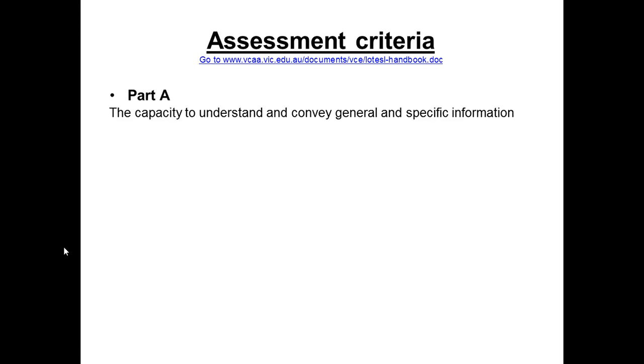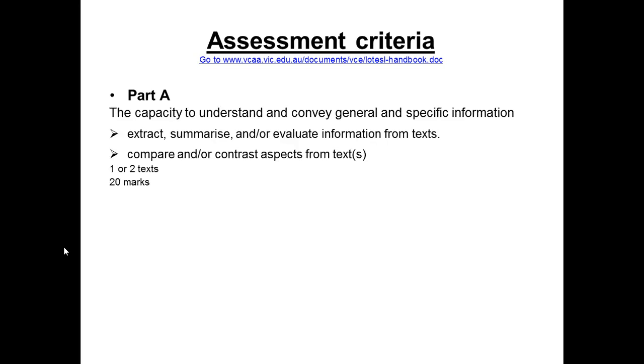Part A requires a response in English, part B requires a response in the target language, which is Greek in our case. So for part A, the criteria is the capacity to understand and convey general and specific information. Basically, you will be asked to extract, summarize, perhaps evaluate information from texts. You can also be asked to compare or contrast aspects from texts. Part A might have one or two texts, and they will receive 20 marks allocation.